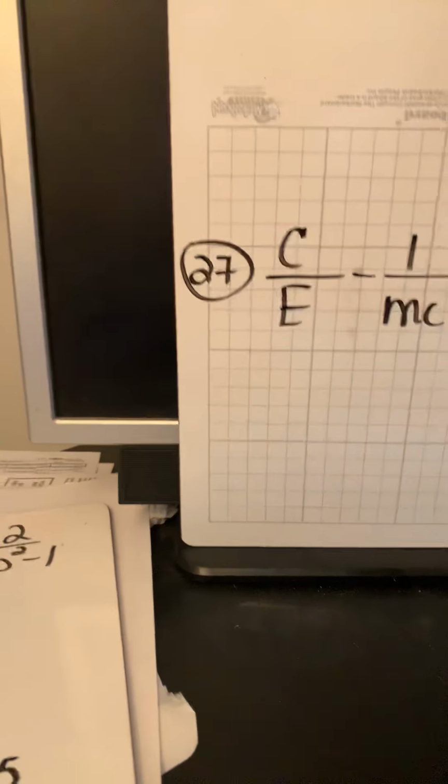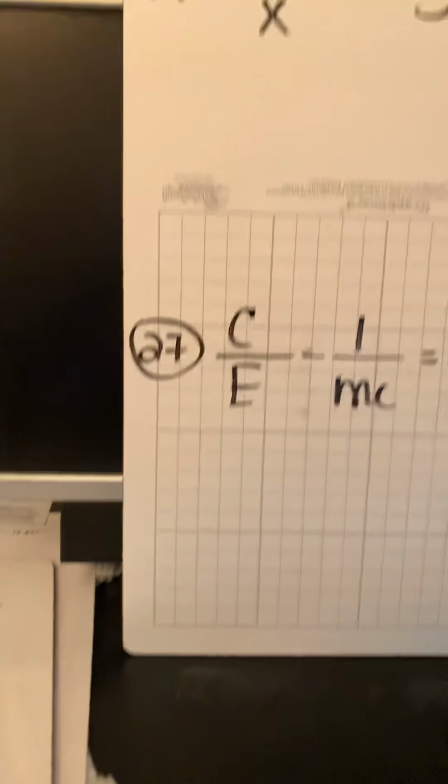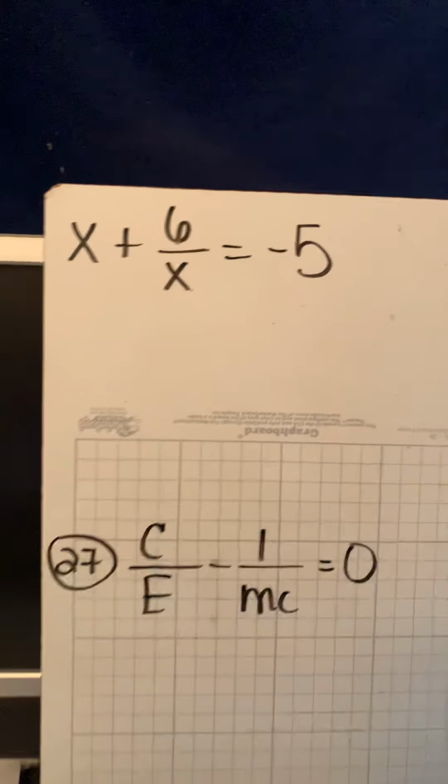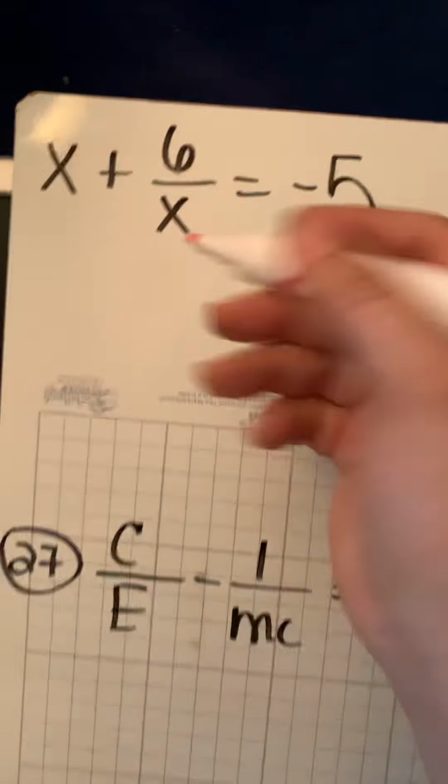All right, flipping it over. Another example. Your LCD on this one. Well, what's your only thing in the denominator? An x. So my LCD would just be x. So I'm going to take every single term, I'm going to multiply it by x. X times x, x squared. 6 over x times x, the x's cancel. Equals a negative 5x.